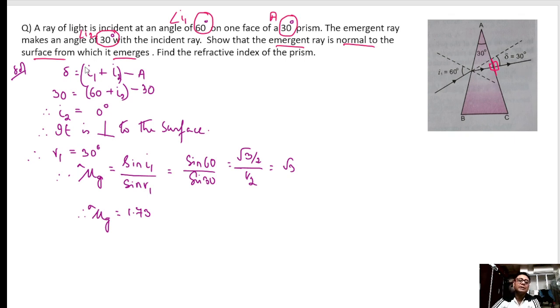So let's see here. Sigma is given to you as I1 plus I2 minus A. Here we know the sigma, we know I1, we don't know I2. Minus 30 degree. So I2 is coming 0. That means the angle of emergence is coming 0 degree.